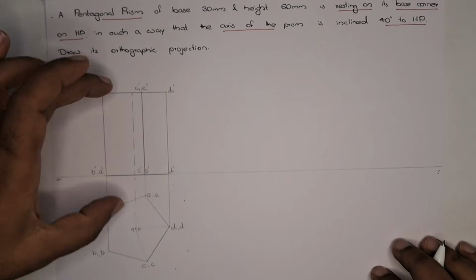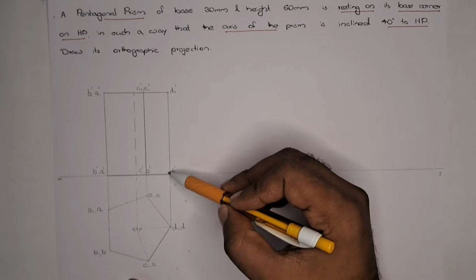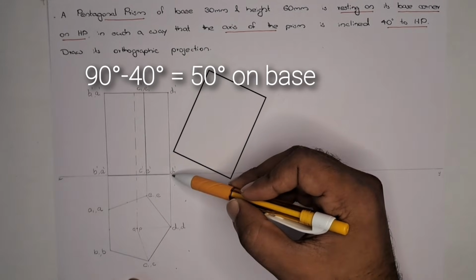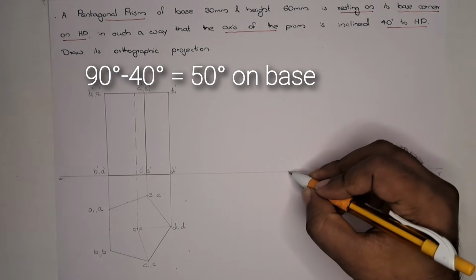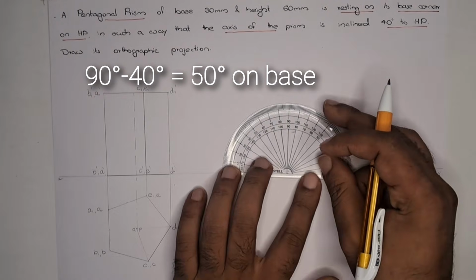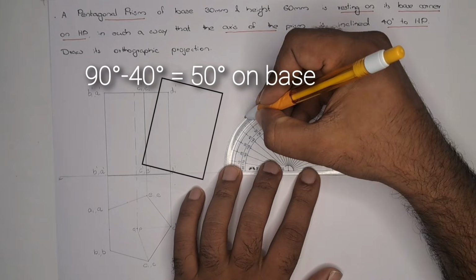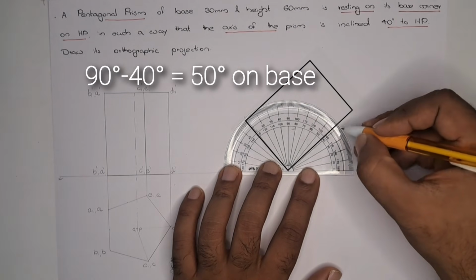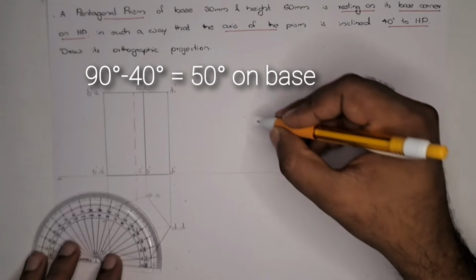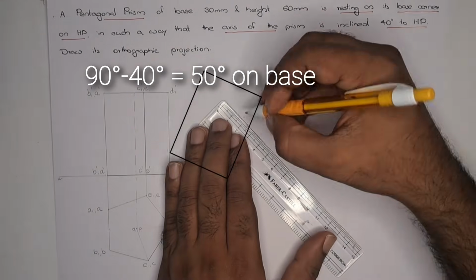We can mark it here. So this axis is inclined 40 degree to HP. So we can take the complementary angle on the line AD for 50 degree. So we mark the point here, that is the D dash, and take the angle 50 degree, 90 minus 40, 50 degree. So this is the line D dash A dash.